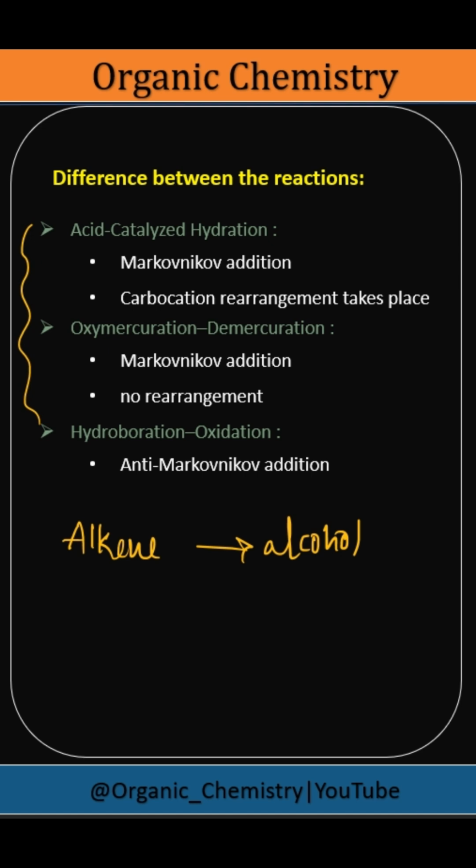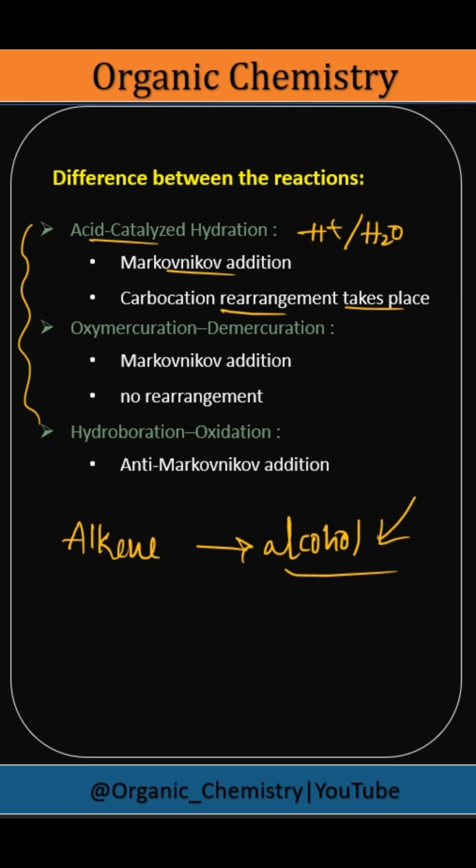Here the substrate will be alkene and the product will be alcohol, but according to the different reactions we'll use different reagents and we'll get different products. So let's see. First one is acid catalyzed hydration. Here we'll use the reagent acid in the presence of water, and it occurs according to Markovnikov addition, and carbocation intermediate formation takes place. So rearrangement takes place. For example, if we have got a secondary carbocation, and there is any possibility of forming a tertiary carbocation, rearrangement takes place and we'll get the more stable product.